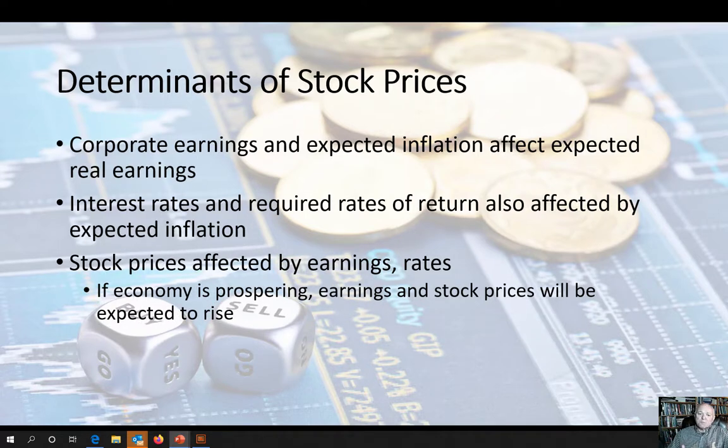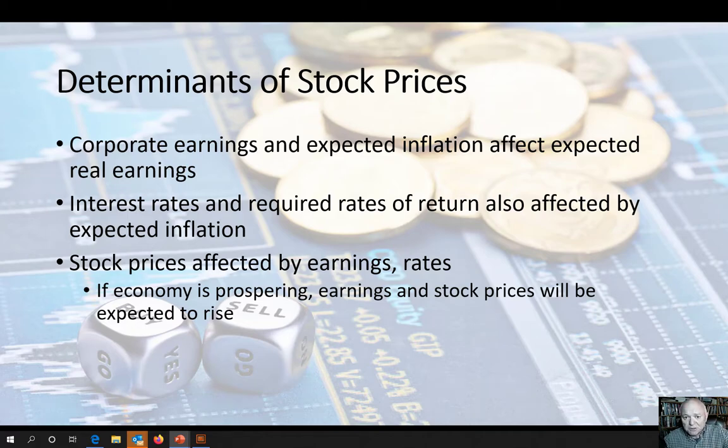So ultimately, corporate earnings and inflation are going to affect our real earnings. That was the E star. Interest rates and the required rate of return are going to be affected by inflation as well. And so inflation is going to affect both the numerator and the denominator. Our stock prices are going to be affected by earnings and interest rates. And if the economy is prospering, earnings and stock prices will be rising, hopefully faster than the interest rates do.